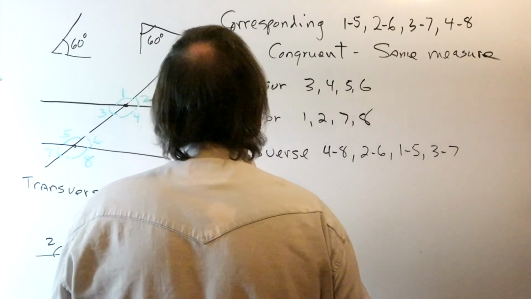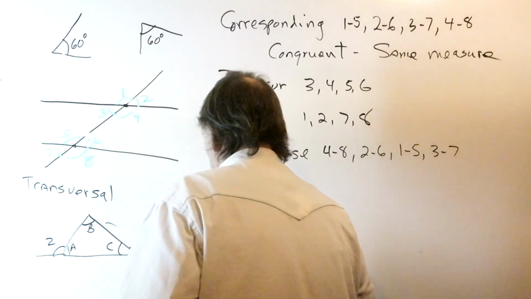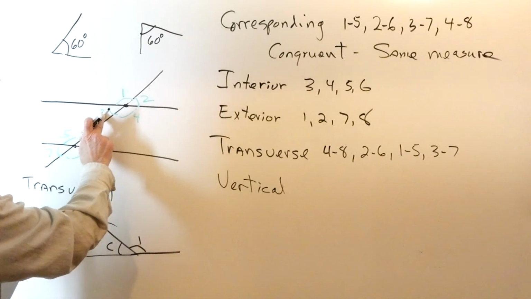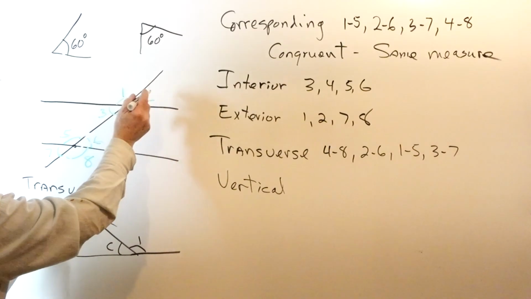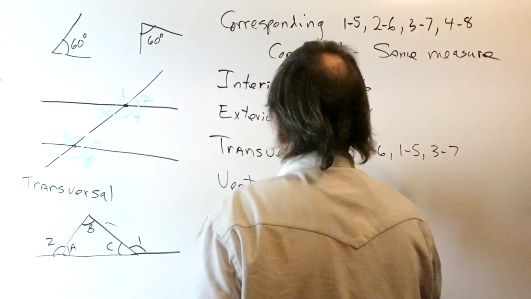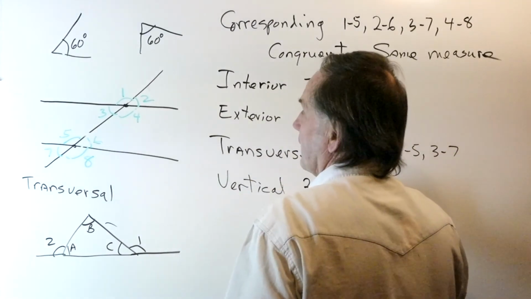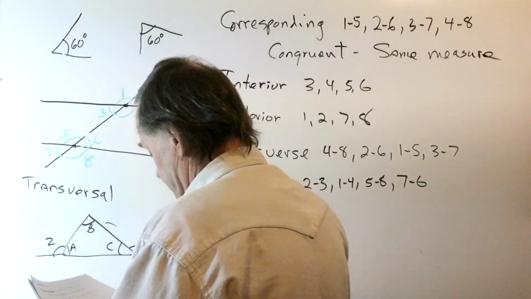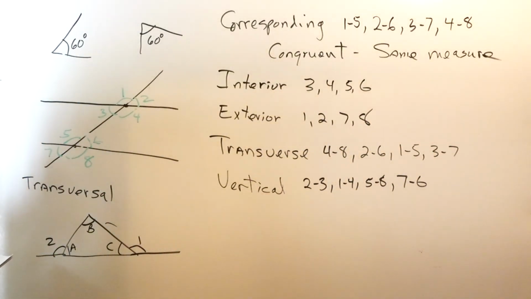Now, a vertical angle pair are angles 2 and 3, 1 and 4, 6 and 7, 5 and 8. They're on opposite sides of the vertex. So vertical angles are the angle pairs 2, 3, 1, 4, 5, 8, and 6, 7, or 7, 6. These are called vertical angles. Now, vertical angles are congruent. They're equal to one another.